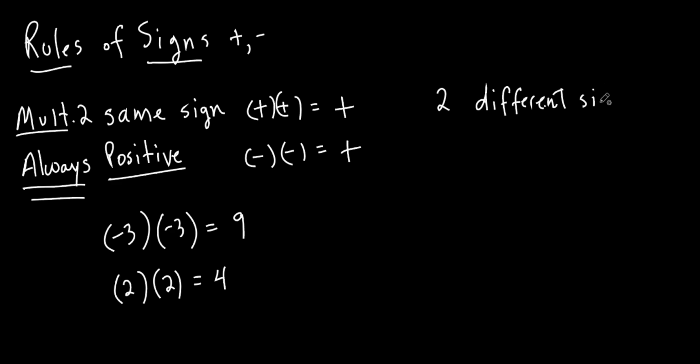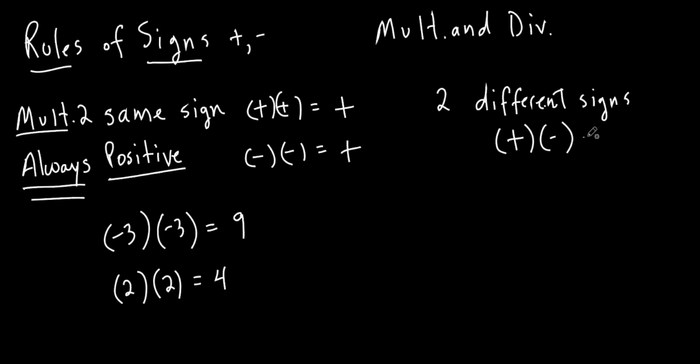What if you have two different signs? Two different signs. Remember, this is multiplication. Actually, to tell you the truth, it's multiplication and division. So this works with multiplication and it works with division. All right, it's the same rules. So I have two different signs, which would be what? One's positive, one's what? One's negative.